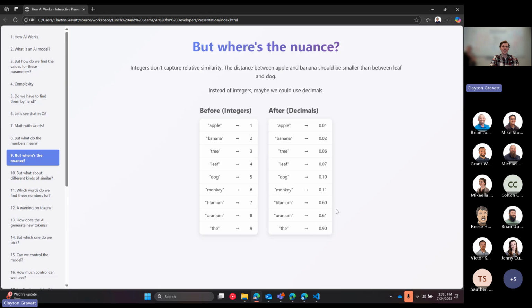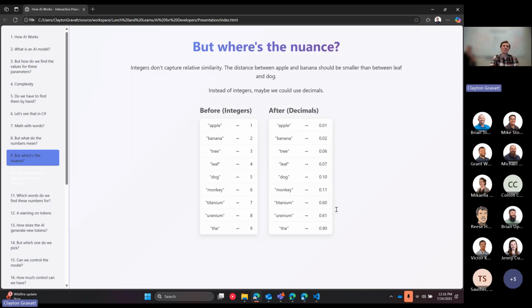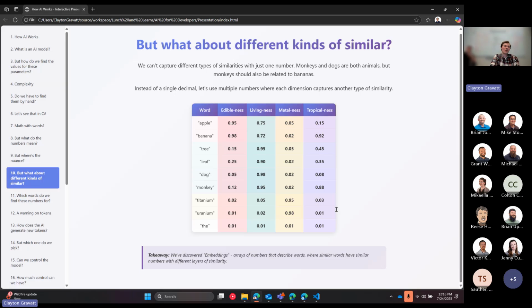Okay, keep going. So it's a problem, though, that there are different types of similar, right? If we only have one number, we can't capture all those different types of similarities. Monkeys and dogs are both animals, so they should be close, but I know that monkey should also be close to banana somehow. So instead of using a single decimal number to represent a word, let's use multiple numbers.